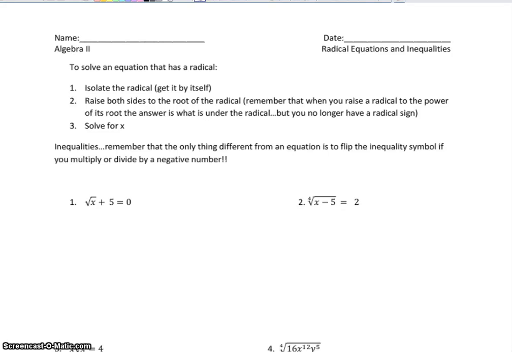This is for Algebra 2. We're talking about solving radical equations. The first step when you're solving a radical equation is to get the radical by itself. You may have to add or subtract to move things to the other side of the equal sign.